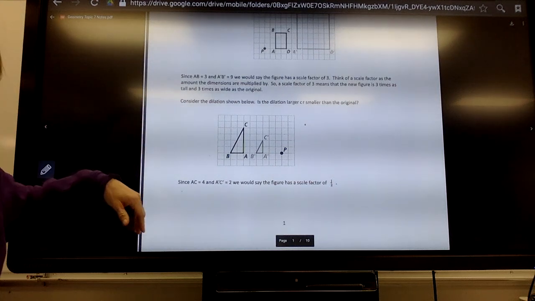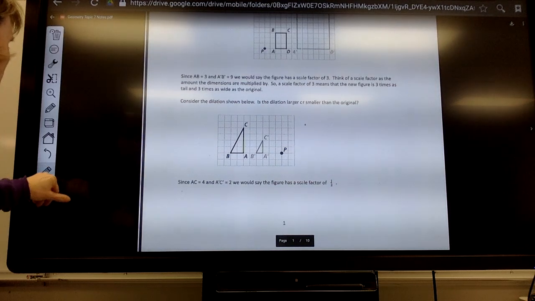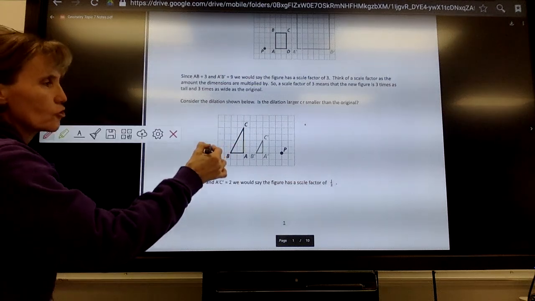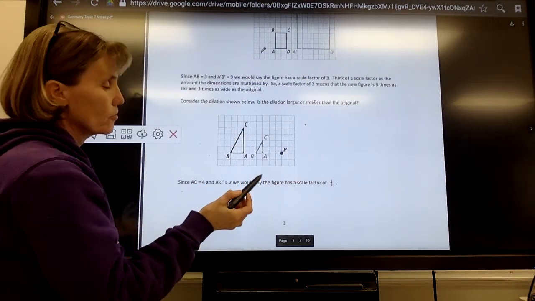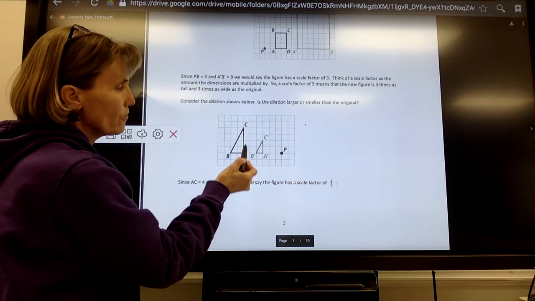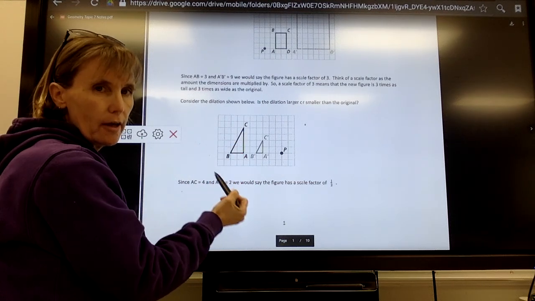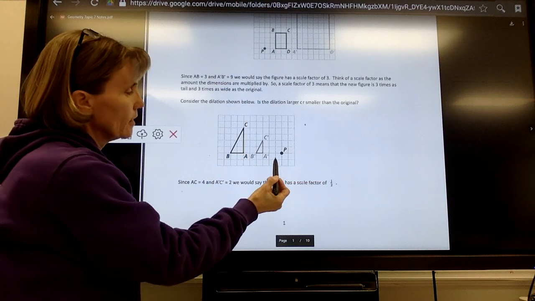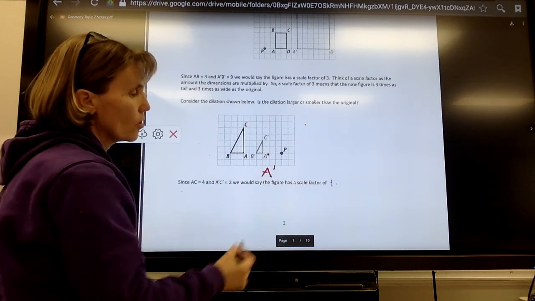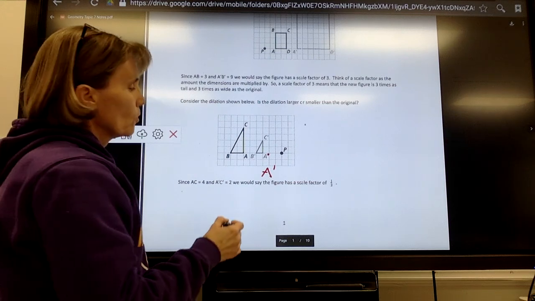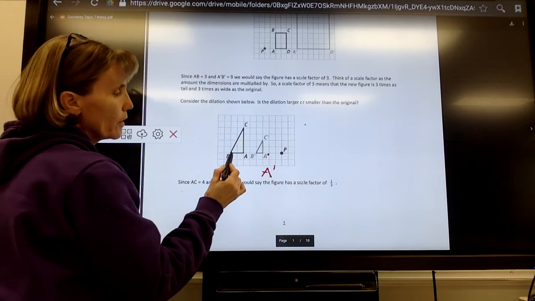Okay, consider this dilation below. So we have a different kind of dilation here. We now have a triangle, and we want to determine what the scale factor is. The original figure is always the figure that has just the letters. The dilation is when it has got that little mark by the letter. So it's got A with that little mark. We've seen that before. Okay, so we're going to count the sides.